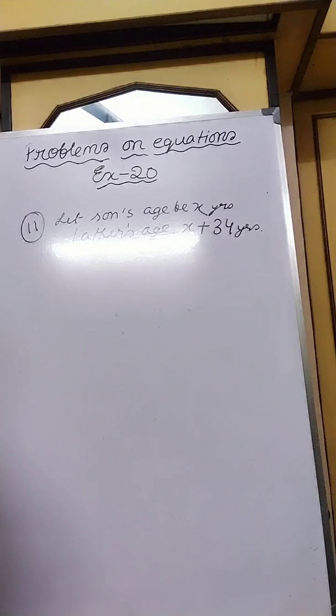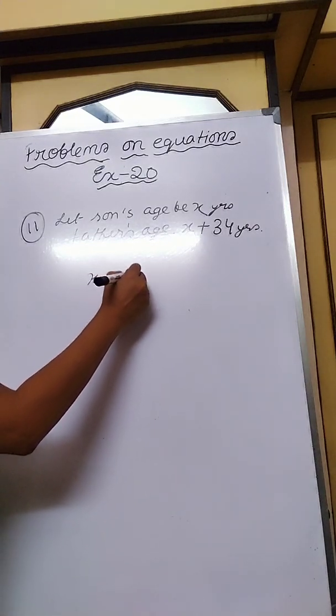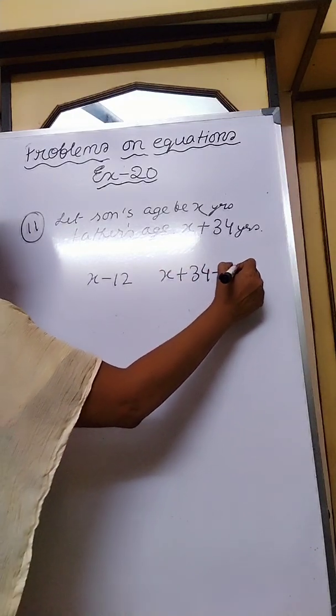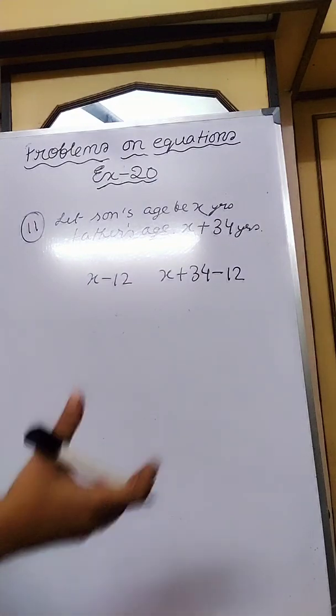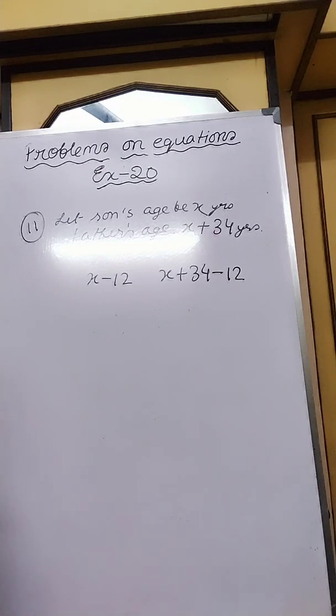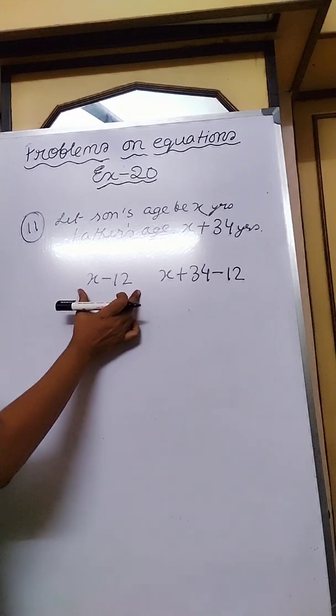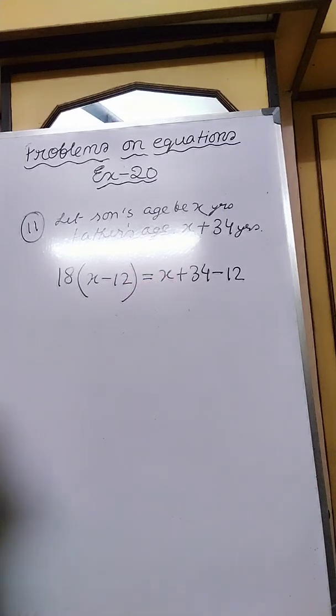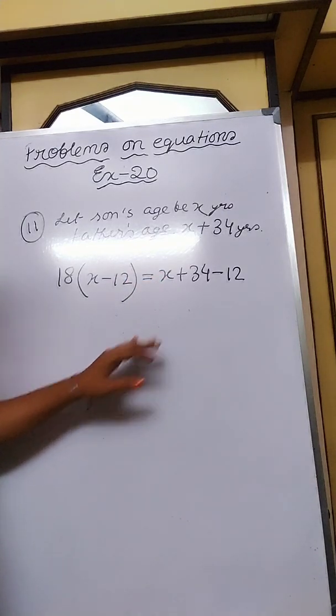12 years ago, father's age was 18 times the son's. So x minus 12, because from both their ages 12 will be subtracted, as we are telling the story of 12 years before. So both their ages were 12 years less. So 12 years ago, father's age was 18 times the son's age. So if I multiply the son's age with 18, that will be equal to father's age. This is the equation so formed, and you need to solve the equation.